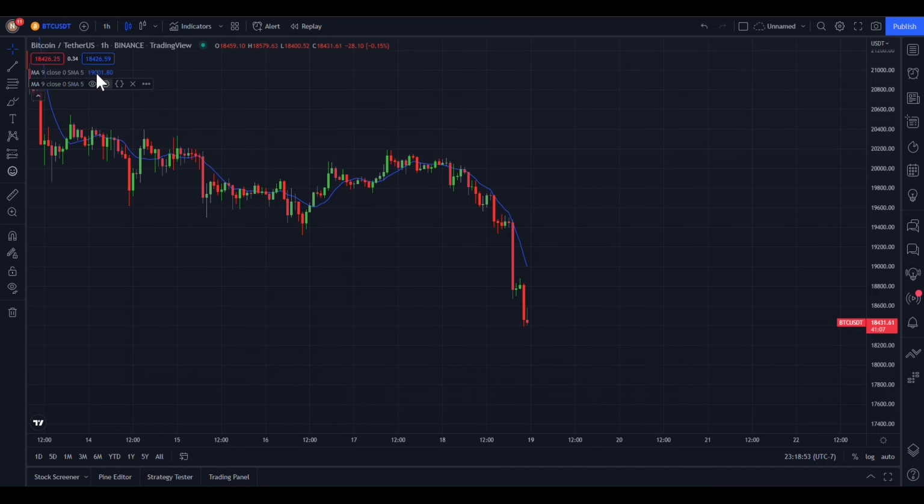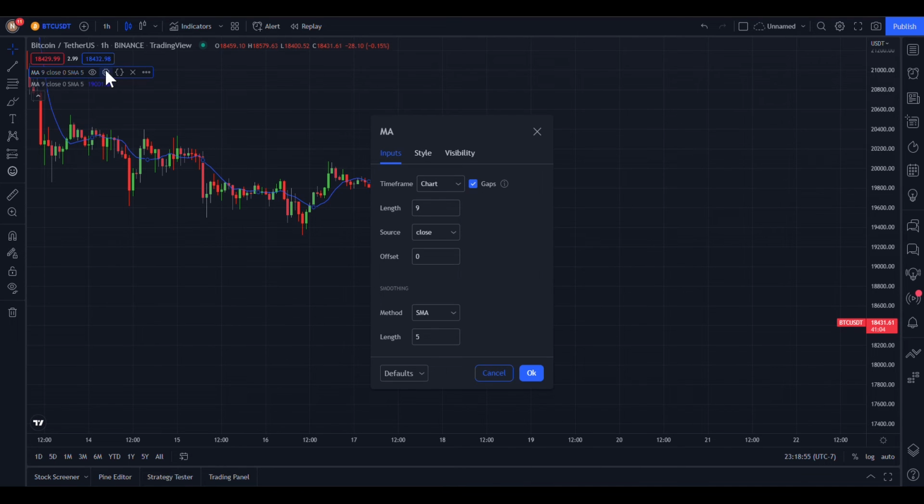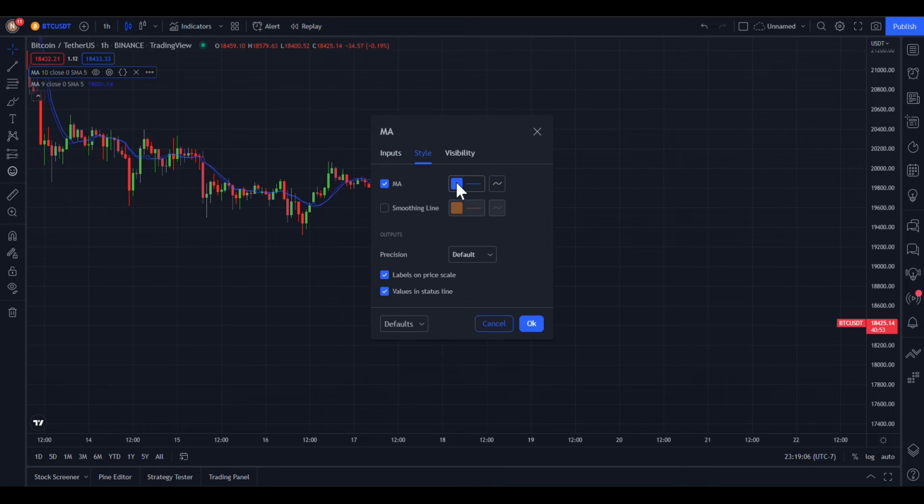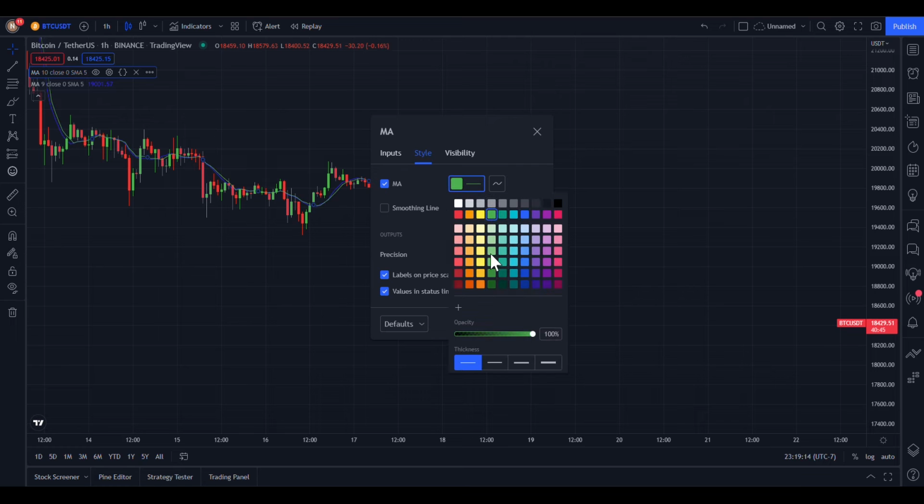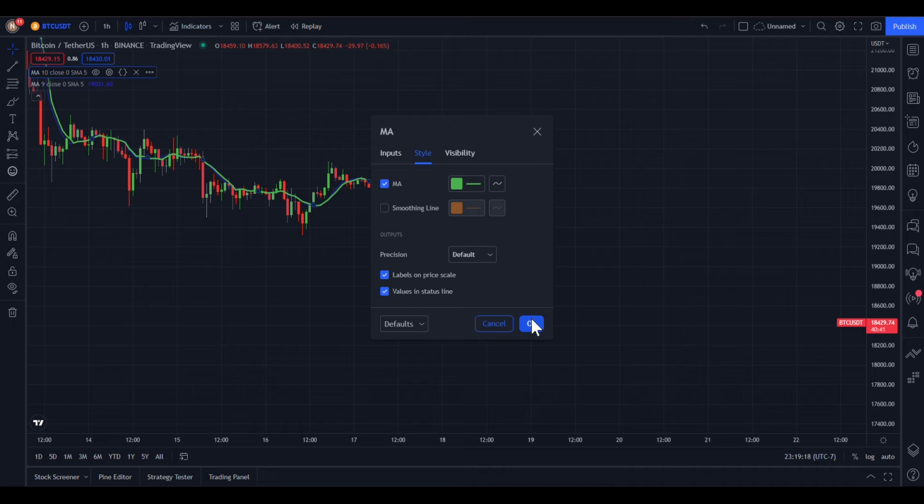If you come right up here, click on settings. The first moving average, we should change the length into 10. Then go to the style, change the color into green and increase the thickness. Okay, done with the first MA.